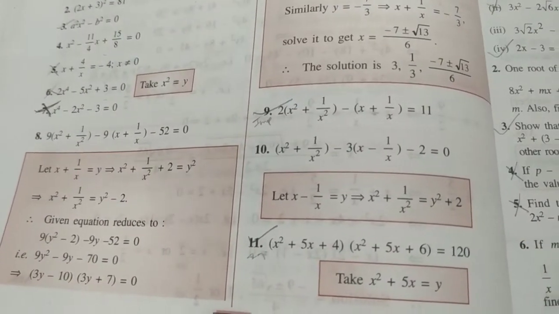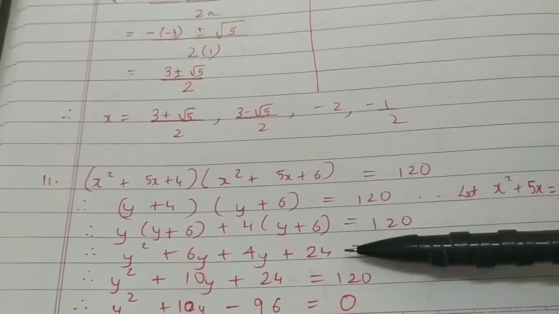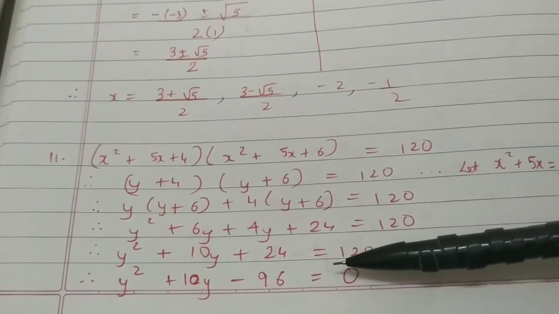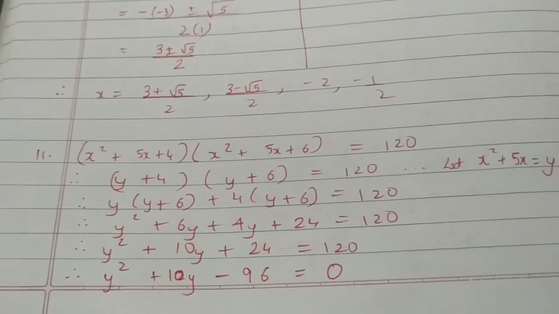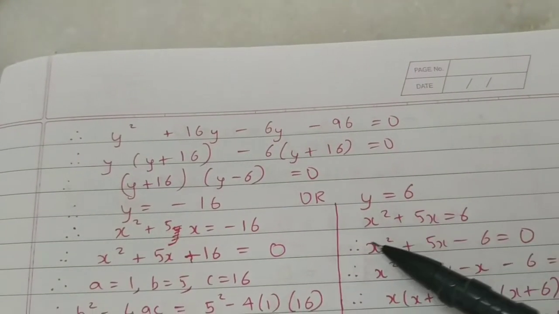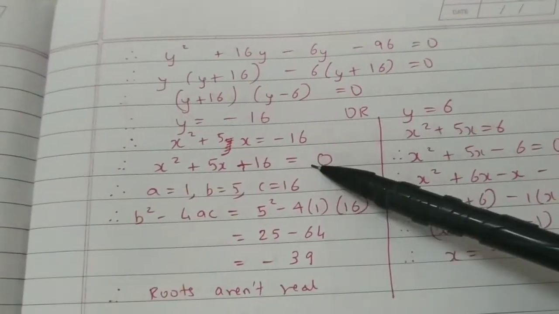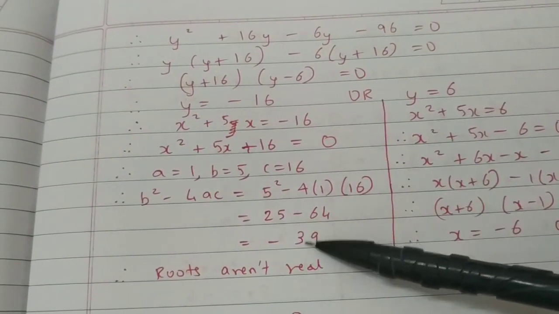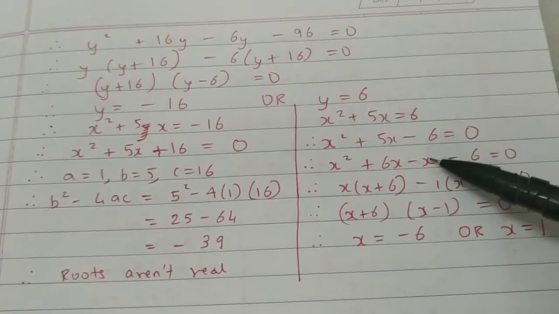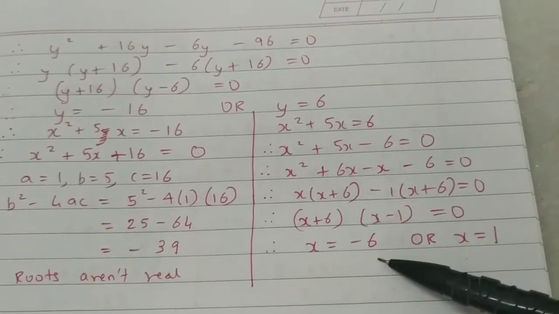So after substituting it as y, we get a quadratic equation in terms of y. Here we can split the middle term, so that's what we'll do. And we get 2 roots of y. Don't forget, resubstitution. So we get 2 more quadratic equations. The first quadratic equation, it's not real, so no roots here. But here splitting the middle term is possible and we get 2 values of x. That's the final answer, minus 6 and 1.